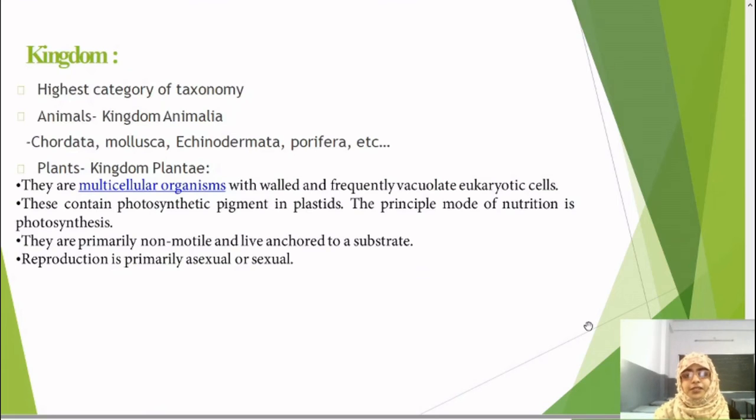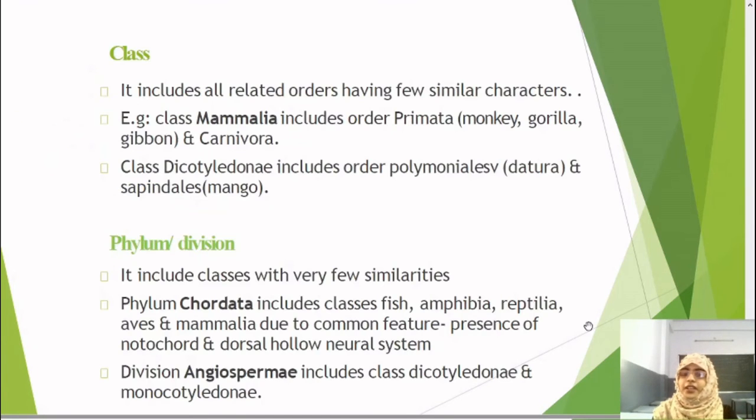Next you have kingdoms. What is a kingdom? A kingdom is nothing but a group of all the phyla which are kept under a category called kingdom. You have two kingdoms, animal kingdom and plant kingdom. Animal kingdom consists of chordata. Just now we have studied about the chordata. Chordata includes fish, amphibia, reptiles, aves, mammals.